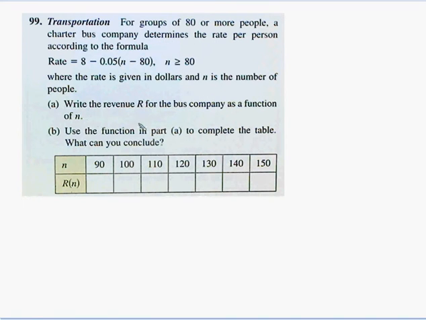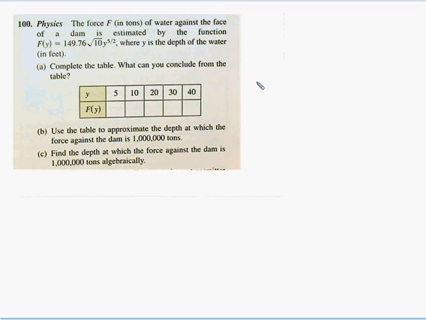Write the revenue as a function of n. So for groups of 80 or more people, a charter bus company determines the rate per person is this. So basically all you do is you plug those in. Using the function in part A, what can you conclude? Well, just plug them in and see what you get for the answers. Okay, same thing here.